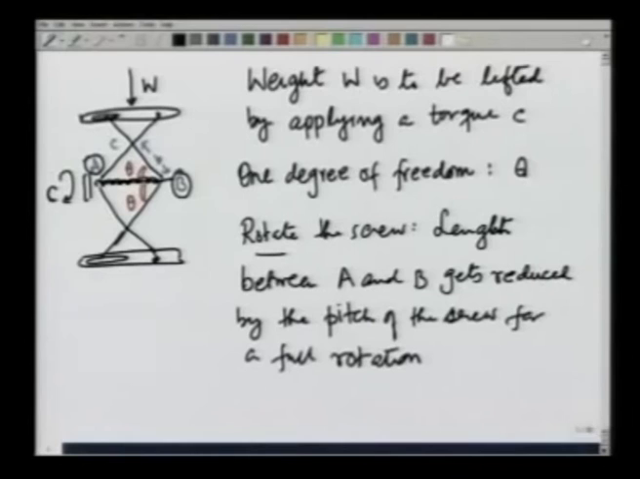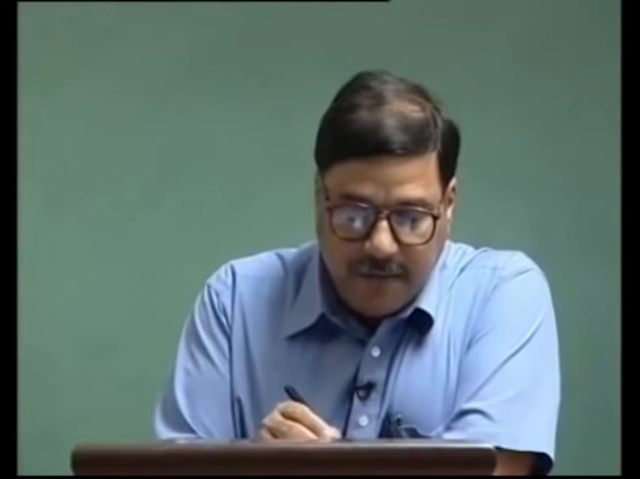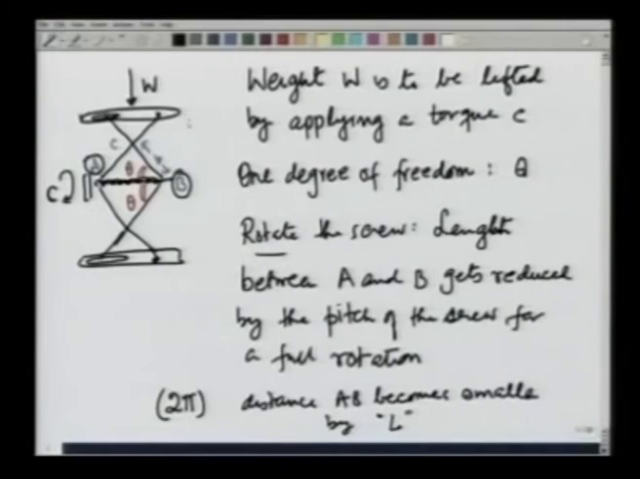So what is given is that when I make a full rotation, that is a 2 pi rotation, the distance AB becomes smaller by L, the length L, which is the pitch of the screw. When A and B come closer, this platform gets lifted because this point gets lifted.